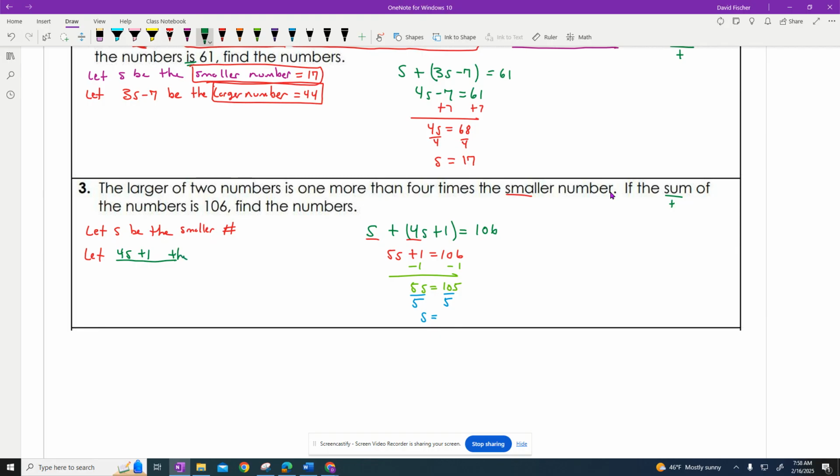Oops, we forgot to finish this over. The larger number. 105. I'm getting 21. Hopefully you are too. So the smaller number is 21. Now I'm going to put 21 times 4 plus 1. And I'm getting 85. All right.